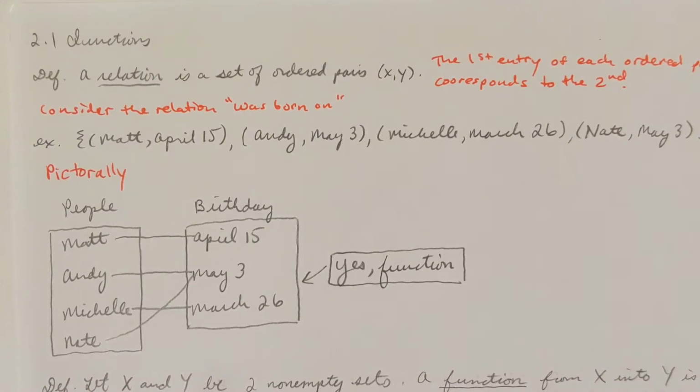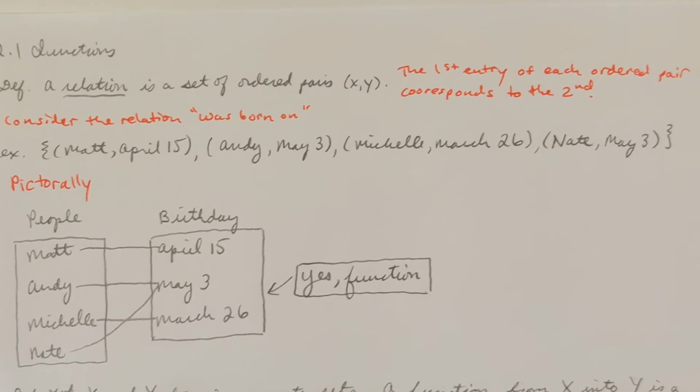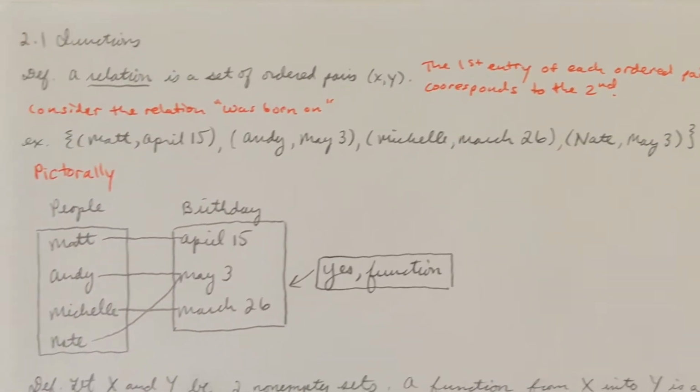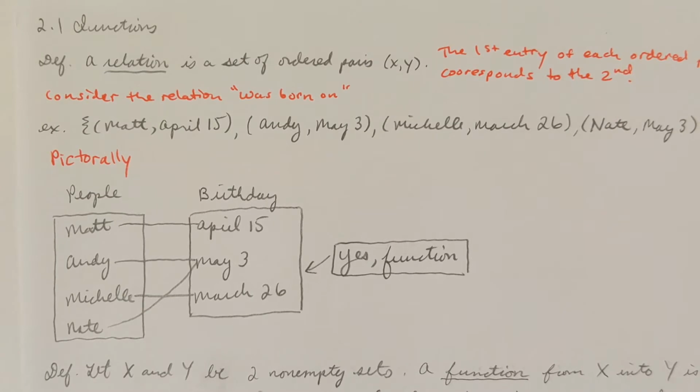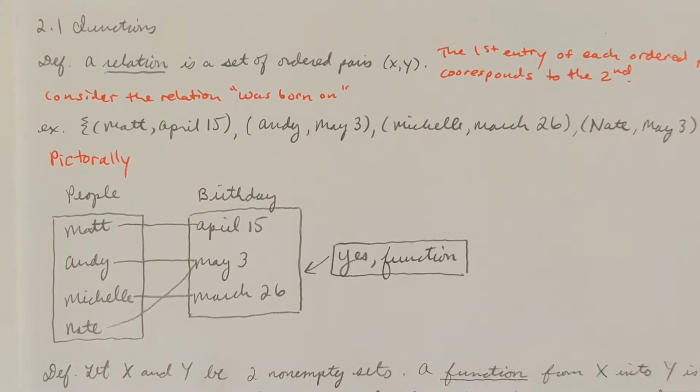Okay, in this video, we're going to talk about functions in section 2.1. Definition: a relation is a set of ordered pairs. The first entry of each ordered pair corresponds to the second entry of the ordered pair for a relation to exist. Consider the relation "was born on."